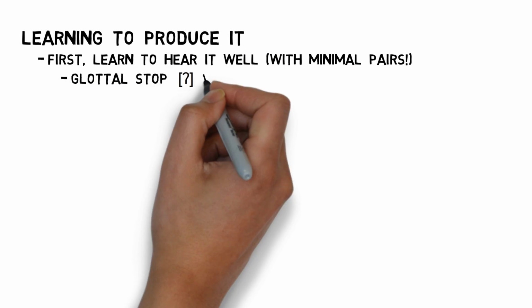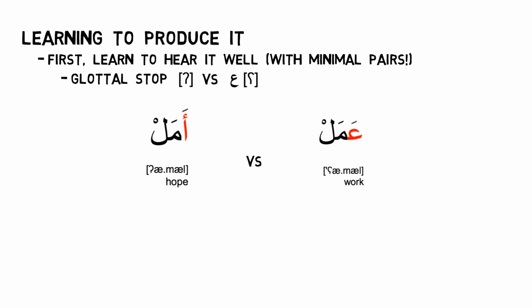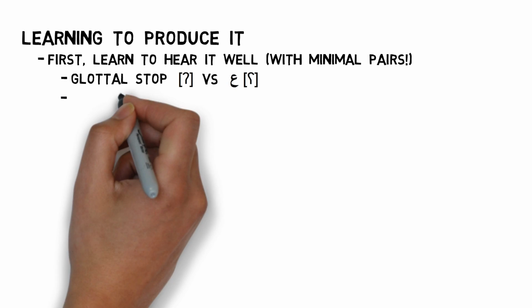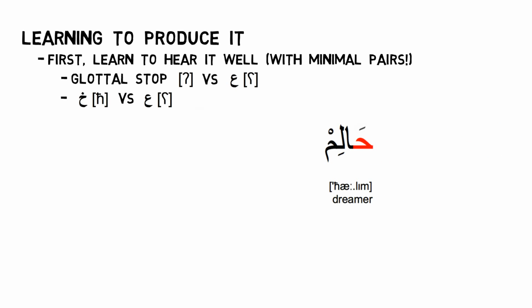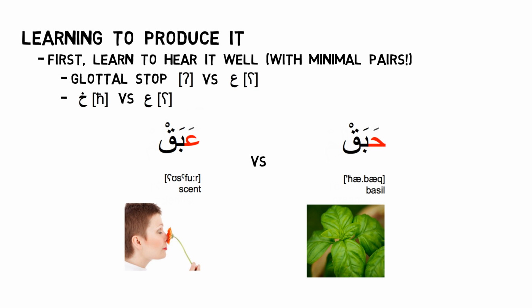The first is comparing it to a glottal stop, which is even low in your throat: أمل versus عمل, or أرق and عرق. And the second is comparing to ح: حالم, عالم, and حبق, عبق. I'll attach MP3s of those four pairs below so you can download them separately and practice.